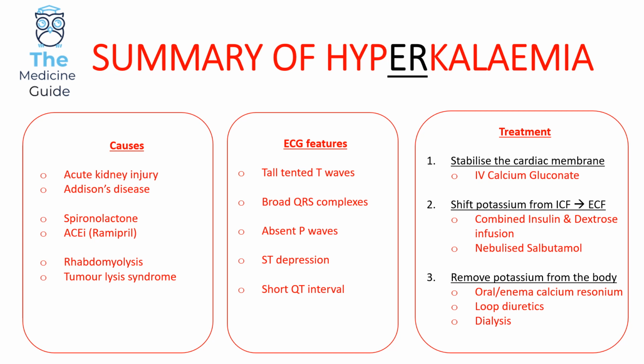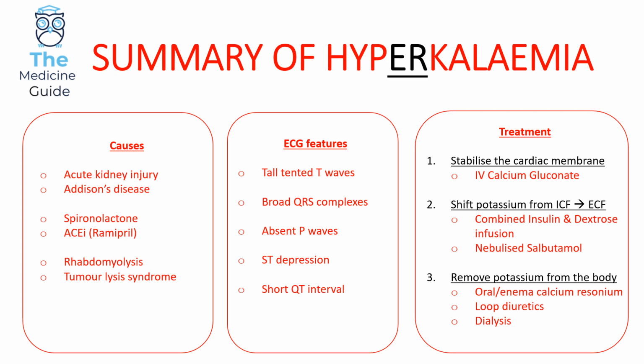Now we can treat hyperkalemia by initially stabilising the cardiac membrane, and that's really to protect the cardiac membrane. So we give patients IV calcium gluconate. Then we have to shift potassium from the intracellular fluid compartment out into the extracellular fluid compartment. So we can either give patients combined insulin and dextrose infusion, or we can give patients nebulized salbutamol.